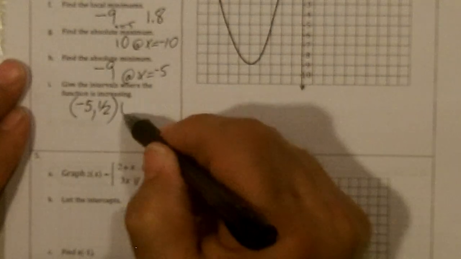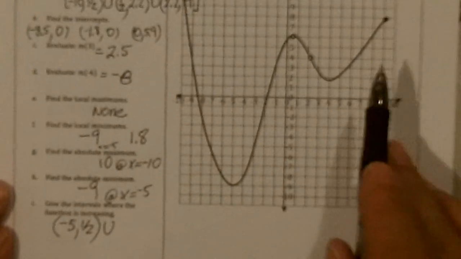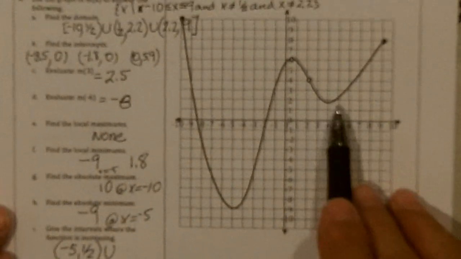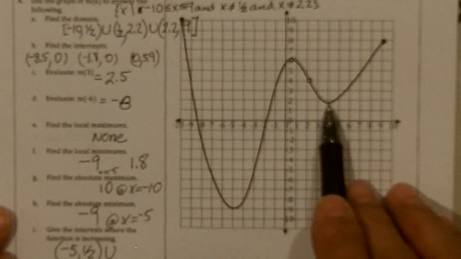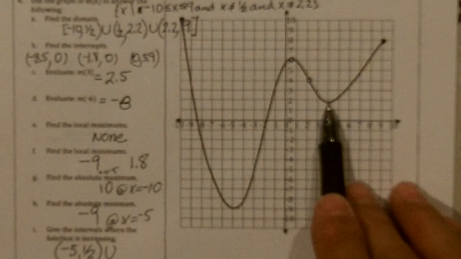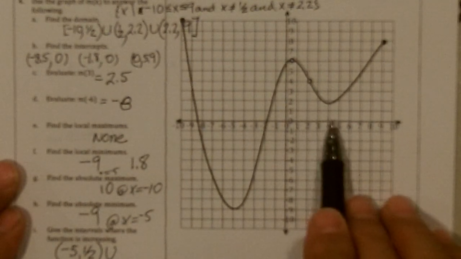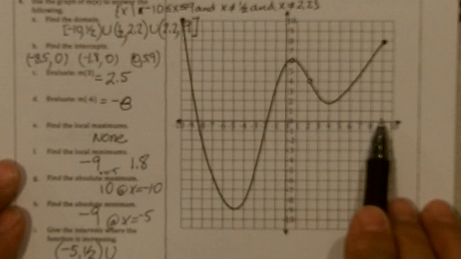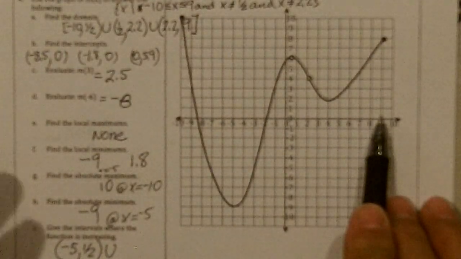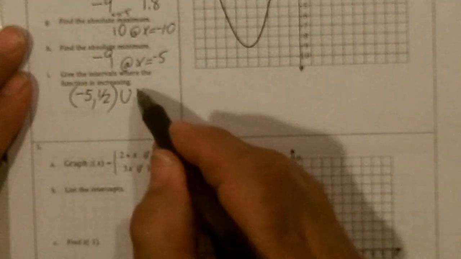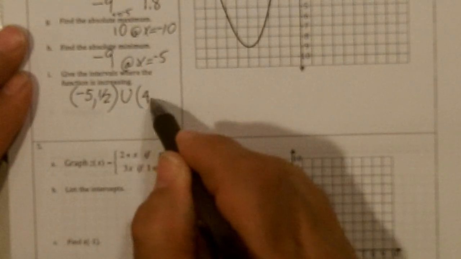And then there's another place where it increases, and that appears to be, it starts going up at x equal 4. I know it's a height of 1.8, but you don't talk about the height. You talk about the interval where it starts at 4 and ends at 9. Ends at a height of about 8, but it ends at 9, so it goes up from 4 to 9.